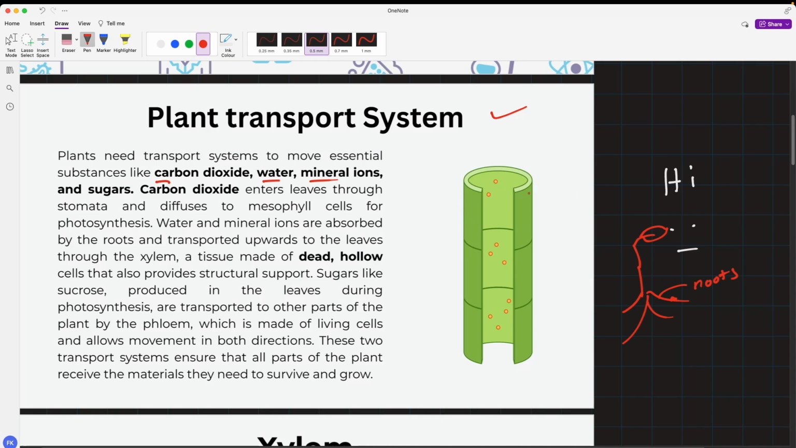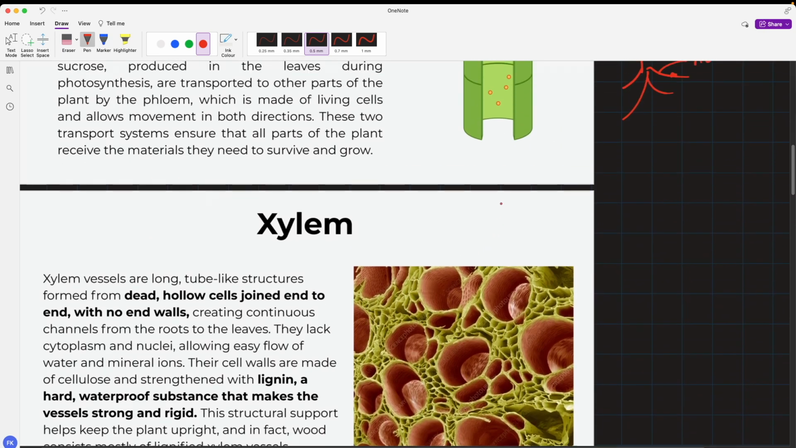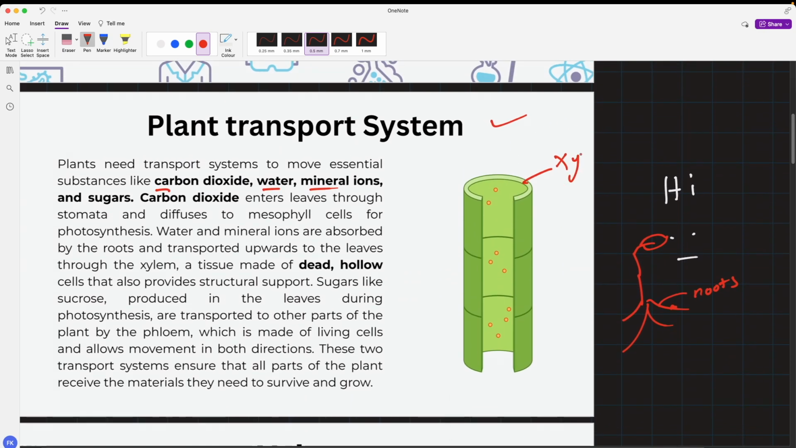This is a diagram of xylem vessels. We have a much more extensive diagram, but for now just remember this one. This is the xylem vessels. Okay, xylem vessels, as you can see, are dead and hollow.